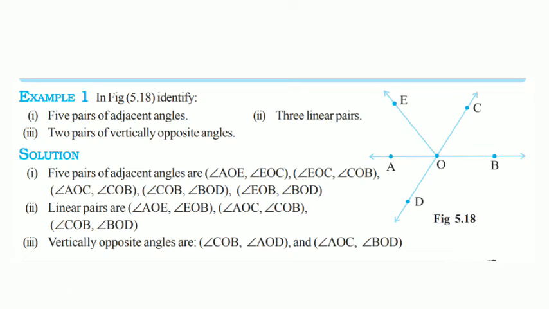Now coming to example number 1, here they have given the figure. According to that figure you have to find, first, 5 pairs of adjacent angles. You can easily find which are adjacent to each other. Here they have given the answers also, just go through them. Similarly, 3 linear pairs and vertically opposite angles also. The answer is also given here. Like that you have to do in the exercise.